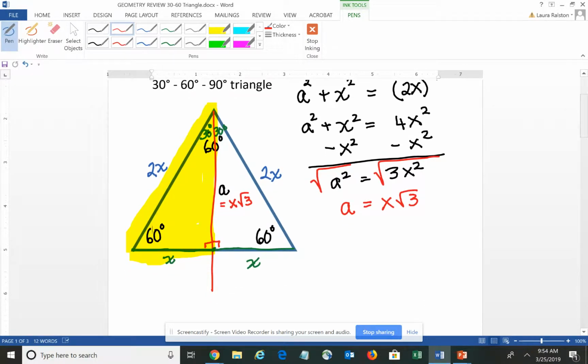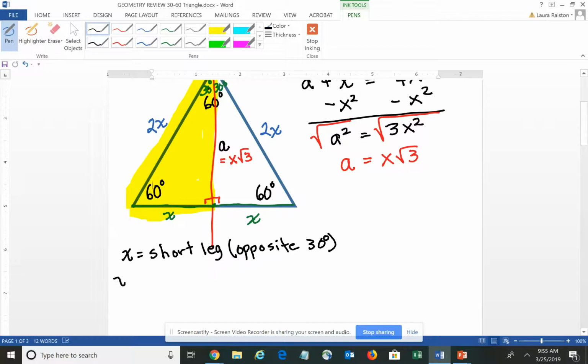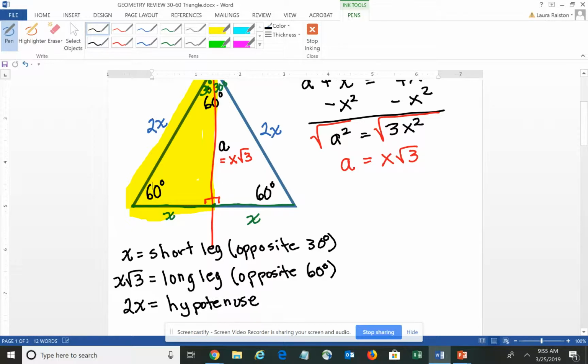So then from that, we can develop a relationship of the sides. So x here represented the short leg. Okay, it's the short leg, or it's the leg opposite 30 degrees. And then we've seen that the other leg is x times the square root of 3. We'll call that the long leg, or the side opposite 60 degrees. And then your hypotenuse is 2 times the x. So again, we can develop that particular relationship between the sides.